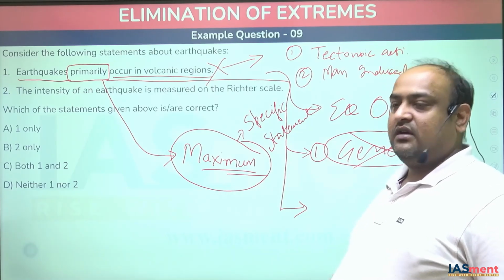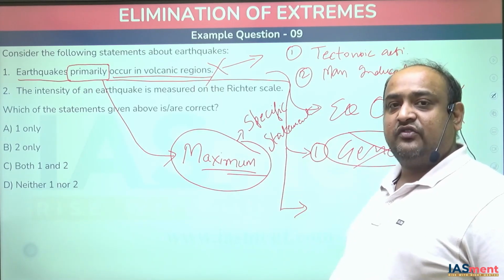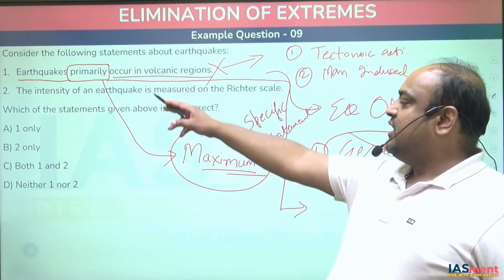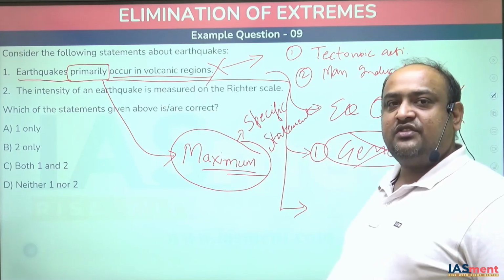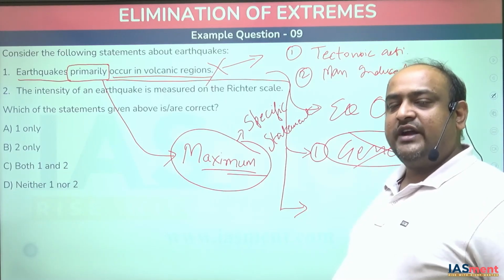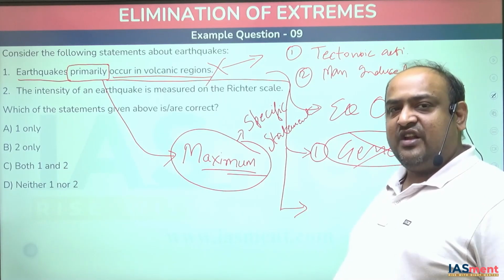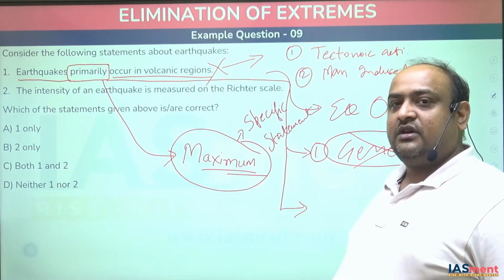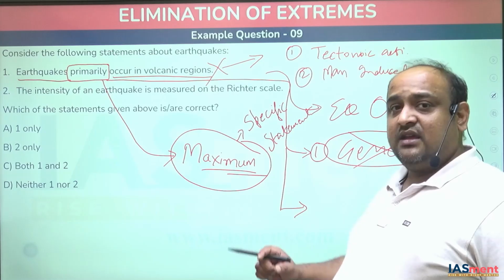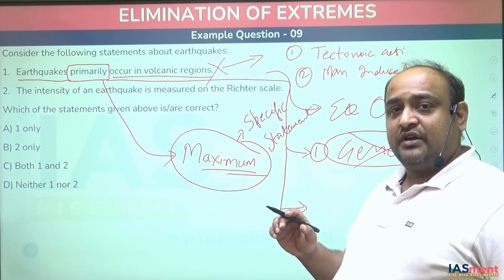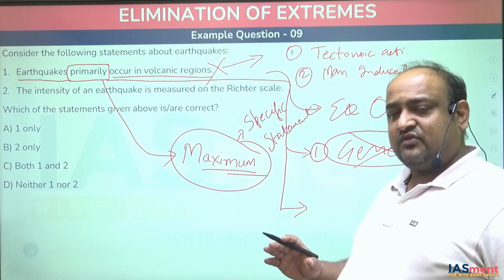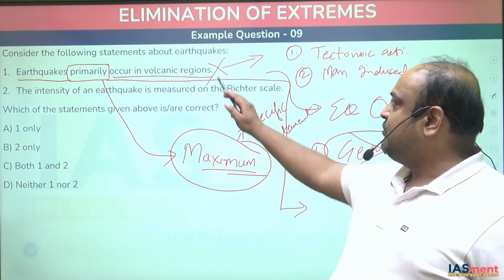Now see how they have played with words. अगर वो primarily की जगह generally word दे देते, तो ये सही हो जाता. क्योंकि general word itself is a general word. But they have used the word primarily. The word primarily seems to be a general word, but it is not. So by this way, this option also becomes wrong.